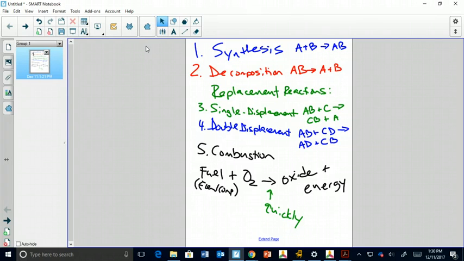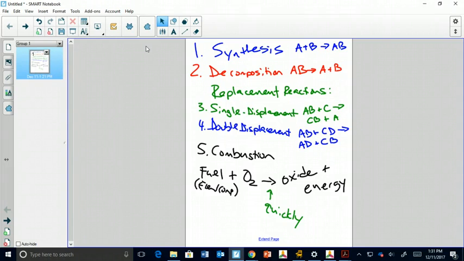So there are these five pieces with the combustion reaction. It must have a fuel, again, an element or a compound that will burn. It has to have oxygen. These are both our reactants. Its products will be an oxide, and it can be multiple oxides. It doesn't have to only be one. An oxide and energy are the products, and it has to occur quickly. Are you with me?